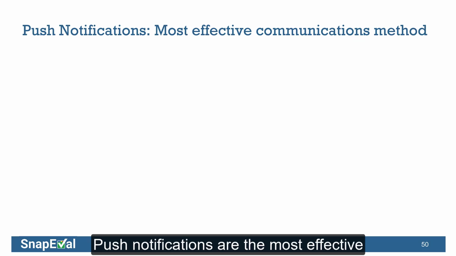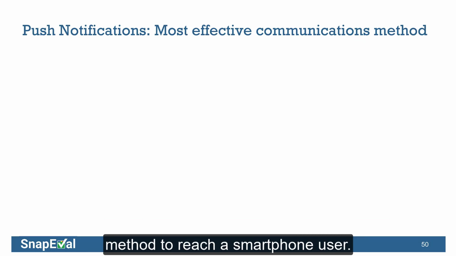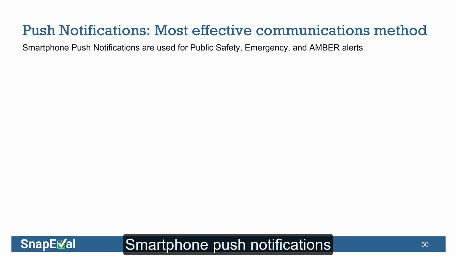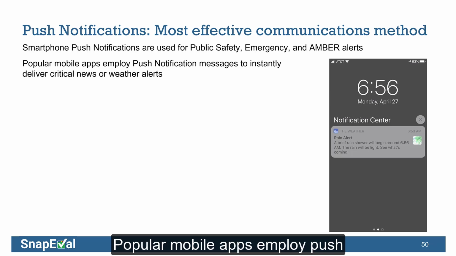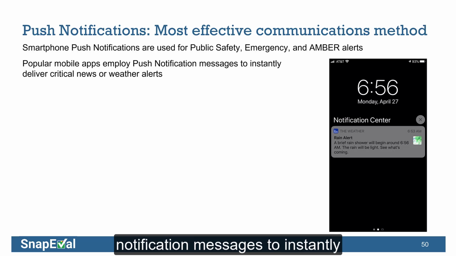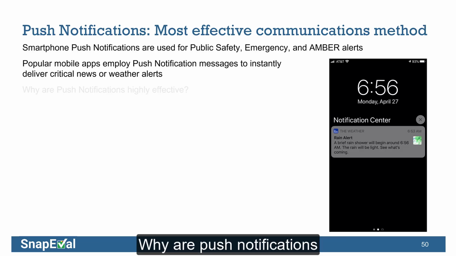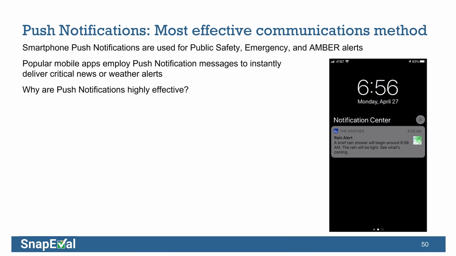Push notifications are the most effective method to reach a smartphone user. Smartphone push notifications are used for public safety, emergency, and Amber alerts. Popular mobile apps employ push notification messages to instantly deliver critical news or weather alerts. Why are push notifications highly effective?